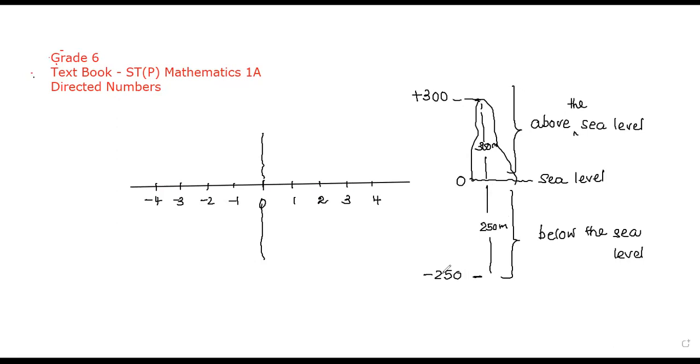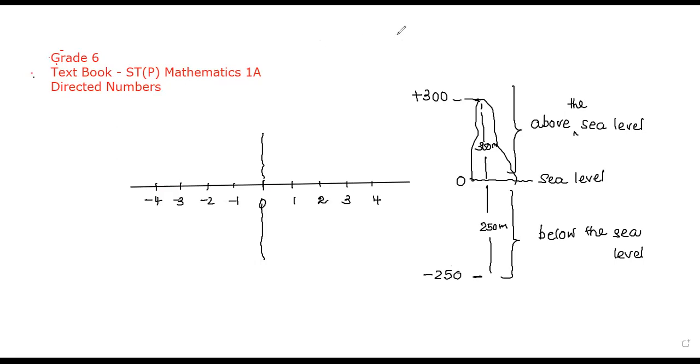Simply we are talking about the integers. The other name we can give for these numbers, the positive whole numbers, negative whole numbers, and 0, collectively we name as the directed numbers. So throughout this lesson, children, we learn about the directed numbers, how the value changes, something like that.